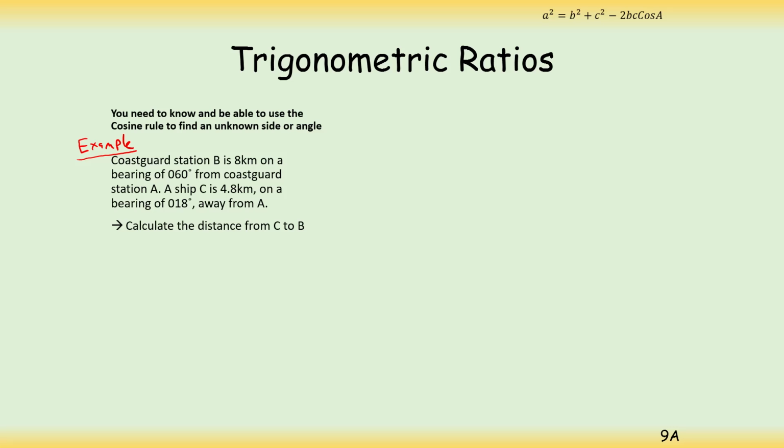We've got a Coast Guard Station B, 8 kilometers away from A on a bearing of 060 degrees. And we've got a ship C, which is 4.8 kilometers away from A on a bearing of 018 degrees. Calculate the distance from C to B. Now, you've got to sketch it, so we can visualize it.